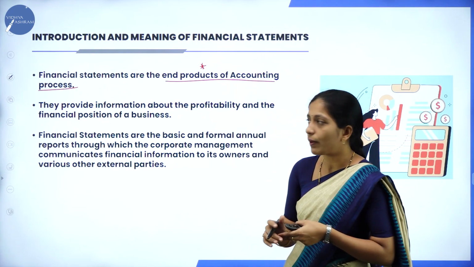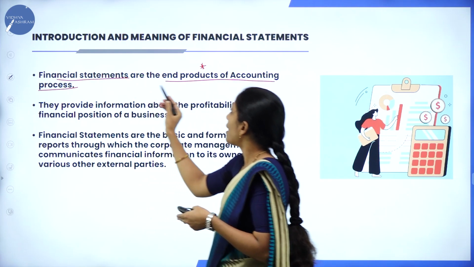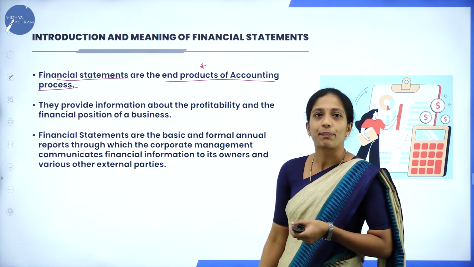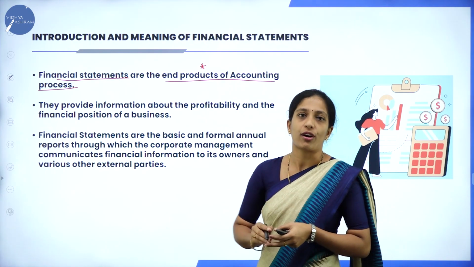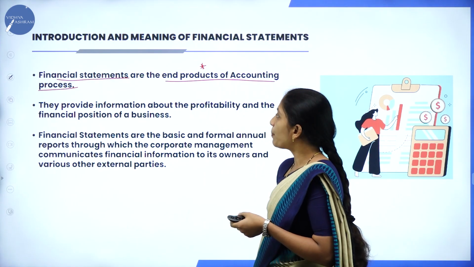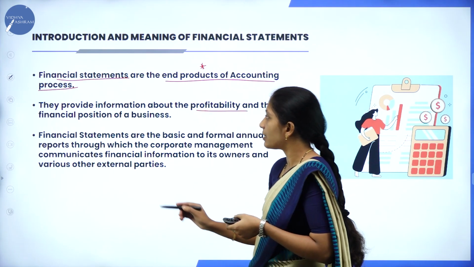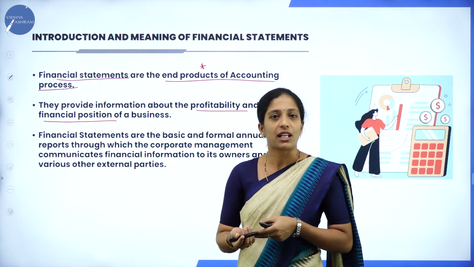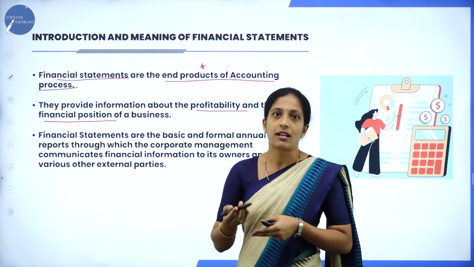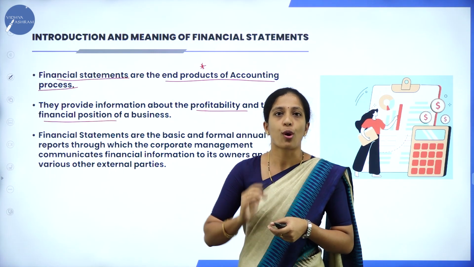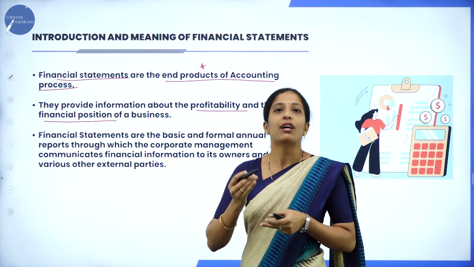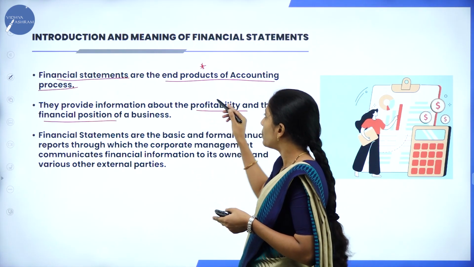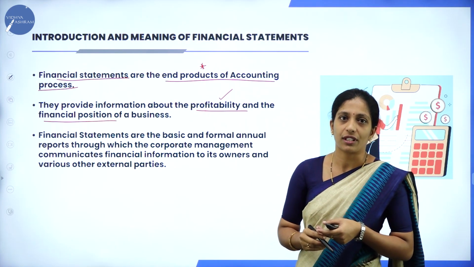Or you might get a question, dash are the end products of the accounting process. What would be your answer? Financial statements are the end result or end product of the accounting process. They provide information about the profitability and financial position of the business. How do we come across the profitability of the business? By preparing the trading profit and loss account in a sole trading concern. Here also we are going to prepare the statement of profit or loss. By preparing that, we will come to know about the profitability of the business.